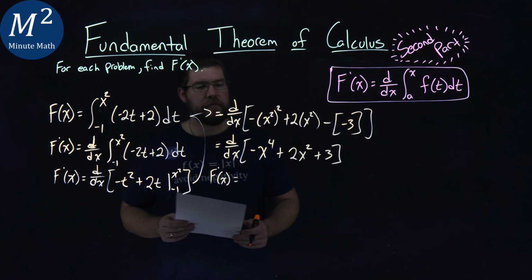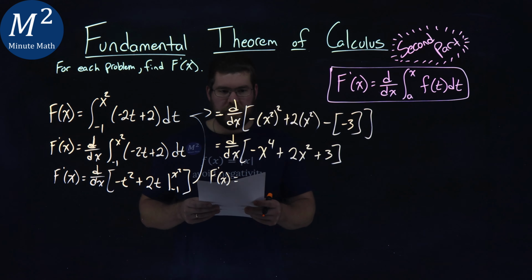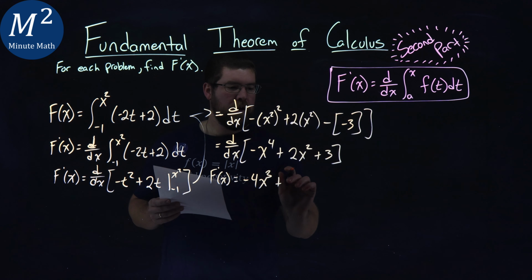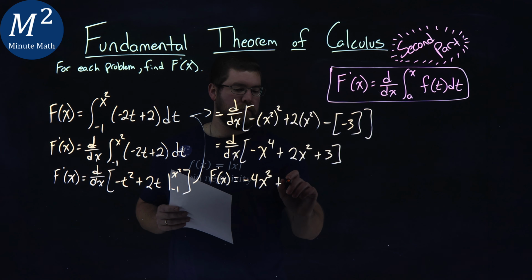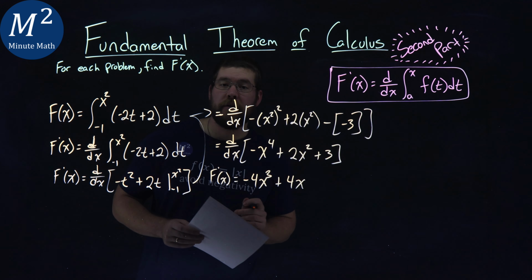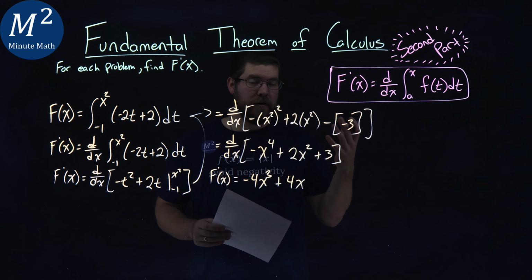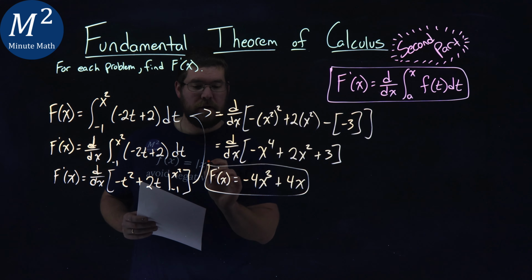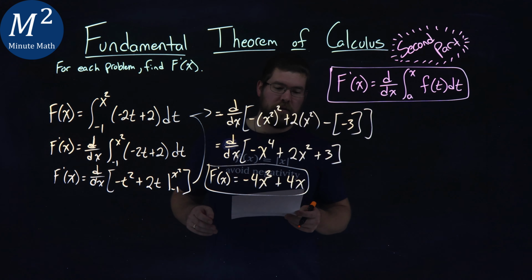We need to take the derivative of what's inside the bracket here. 4 comes down, we have -4x to the third, plus 2 comes down, 2 times 2 is 4x, and the derivative of a 3 is 0 because it's a constant. And so we now have our f prime of x, and it's equal to -4x to the third plus 4x.